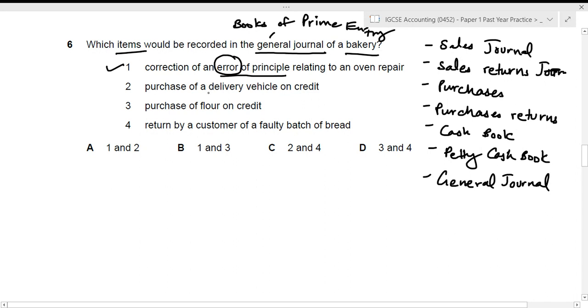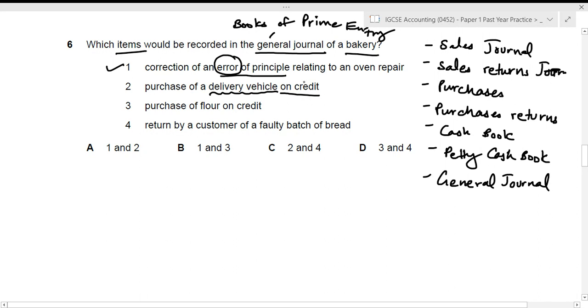Next, purchase of a delivery vehicle on credit. On credit means you bought something and promised to pay later, but this is not a purchase, because this is a delivery vehicle for a bakery. Now, a bakery does not buy a delivery vehicle for resale purposes. Hence, this delivery vehicle is not a purchase. It will not go in the purchases journal.